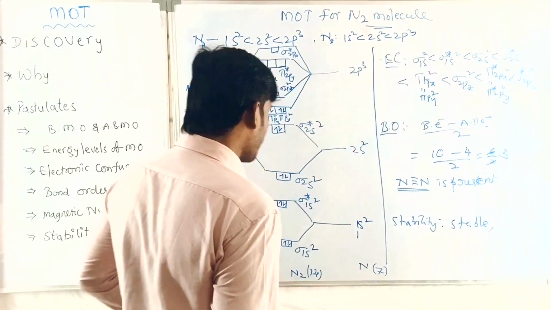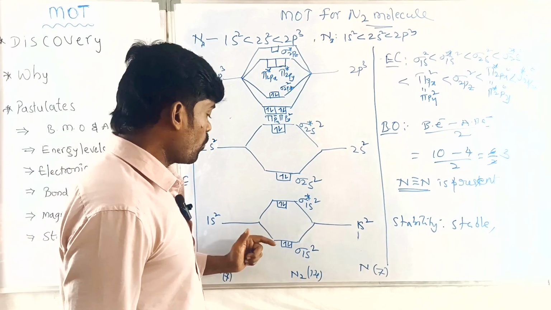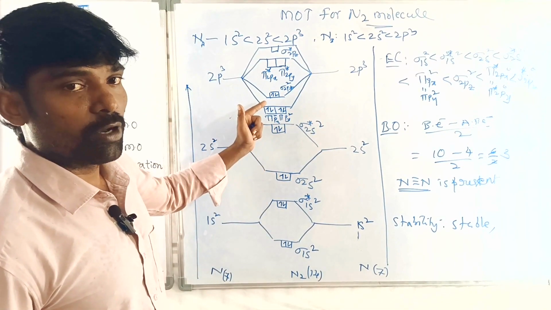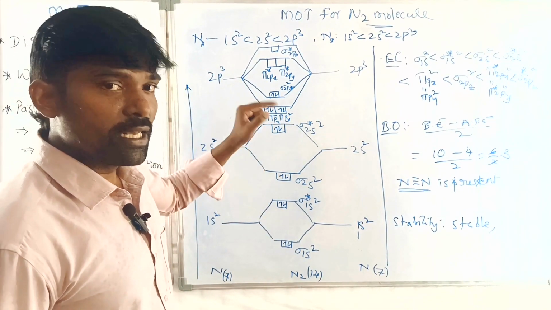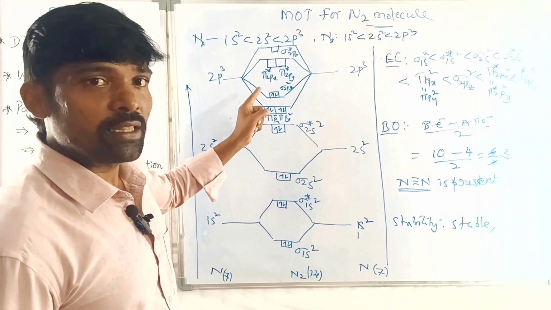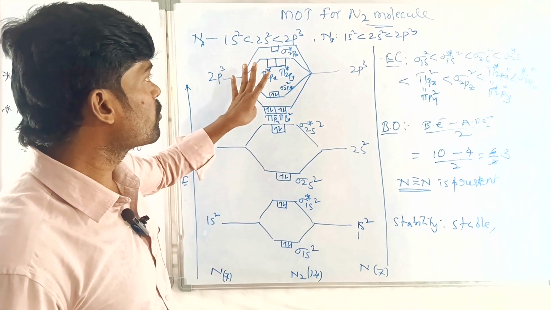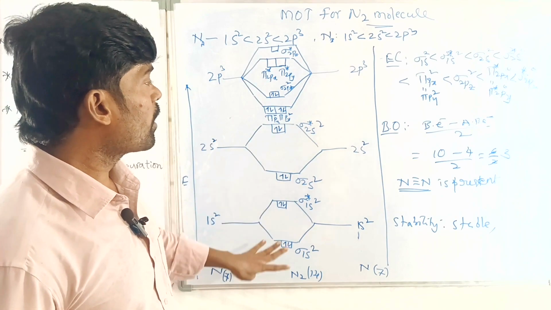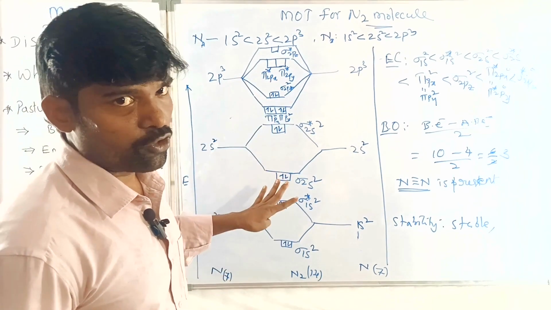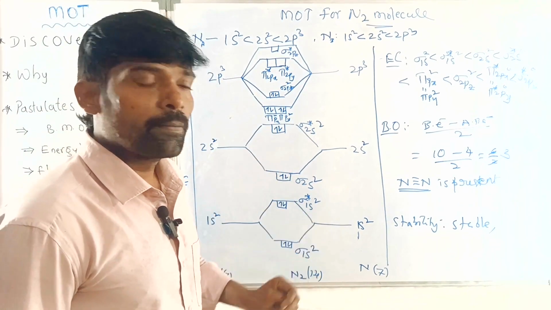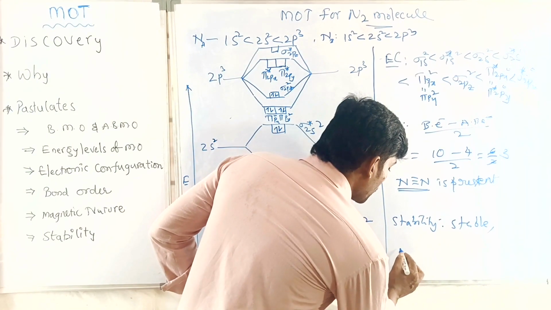Sorry, one more point is there, magnetic property. So all paired electrons are there in this molecule, so this is diamagnetic. In case any unpaired electrons will be there, then that will be paramagnetic. But in this nitrogen molecule, all molecular orbitals are having paired electrons. So this molecule is a diamagnetic molecule.